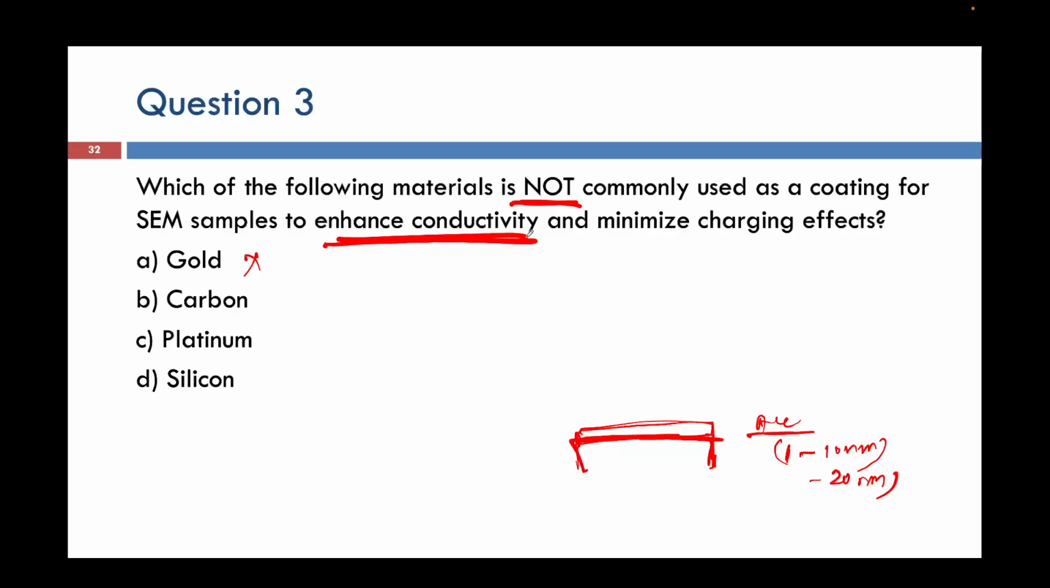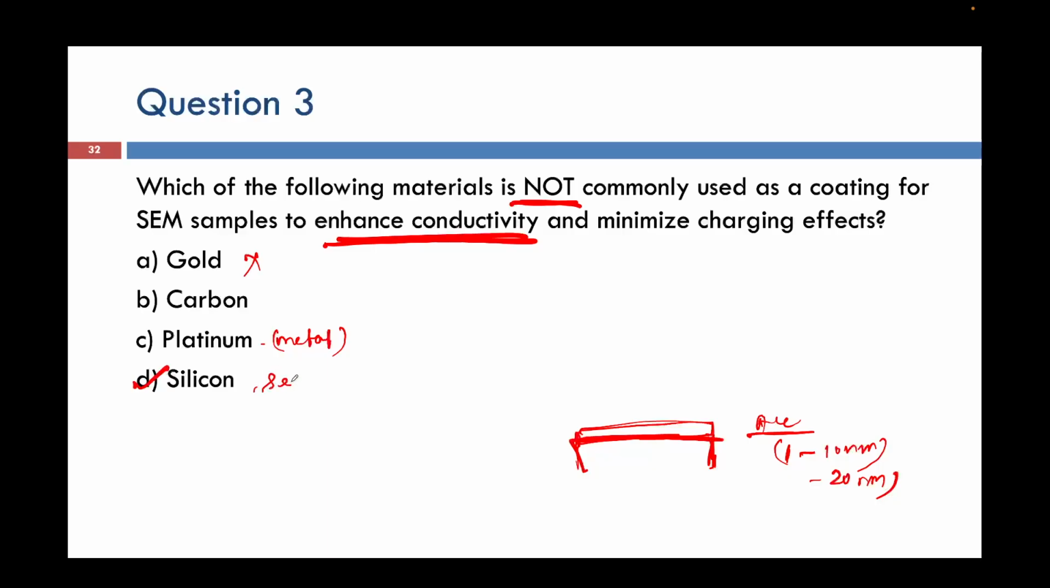Platinum? No. Platinum is an excellent conductor, it carries current. Silicon, sir. Yes, silicon is the answer, because platinum is a metal, and it is also a good conductor of electricity. Carbon is also a very good conductor of electricity.